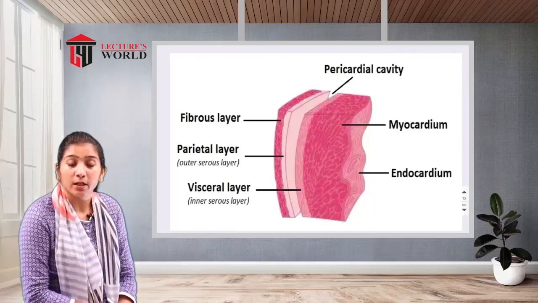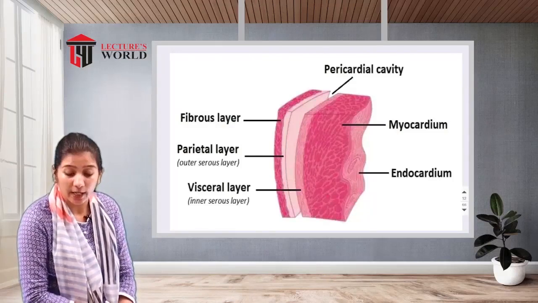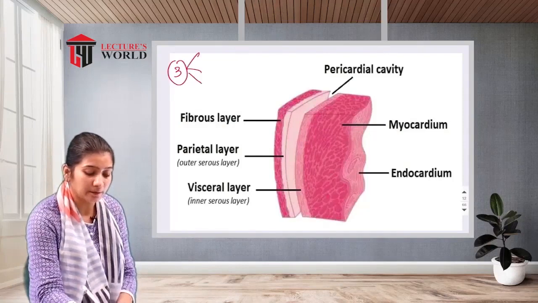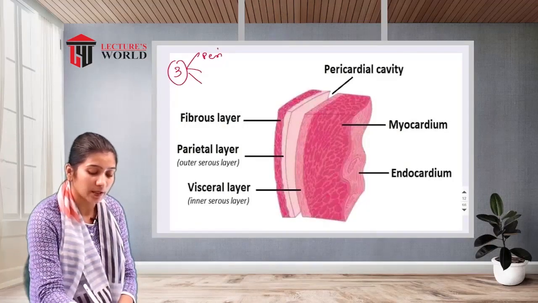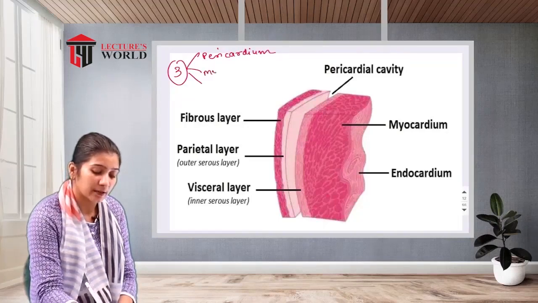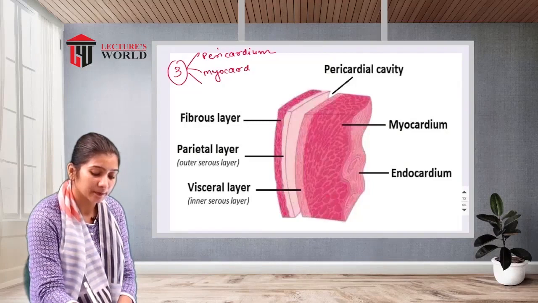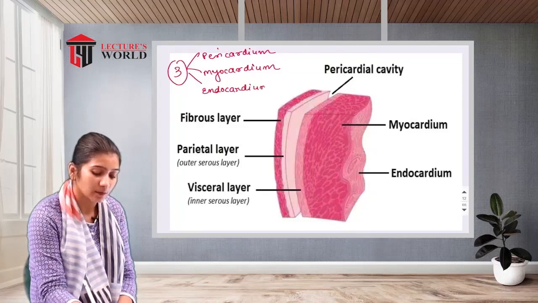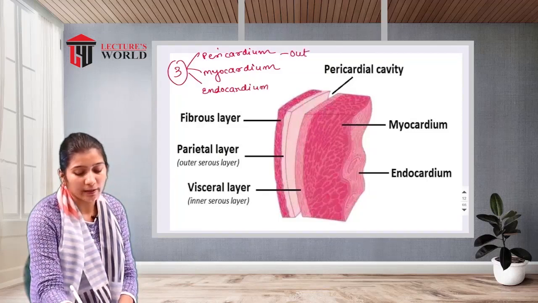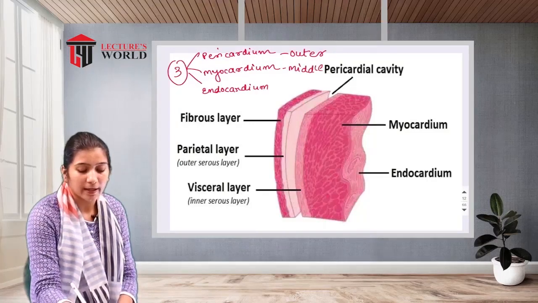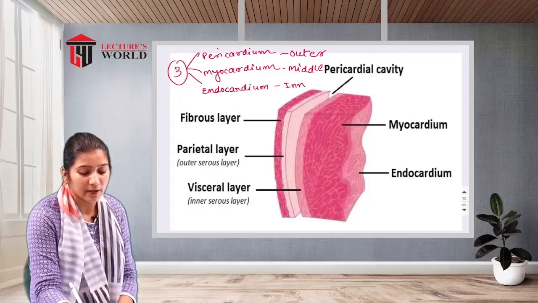So this is the conclusion of the layers of the heart. There are three layers in the heart. The first one is the pericardium, the outer layer. The middle layer is known as the myocardium. And the last one is known as the endocardium, the inner layer of the heart.